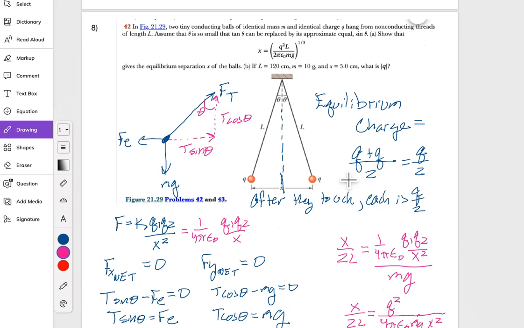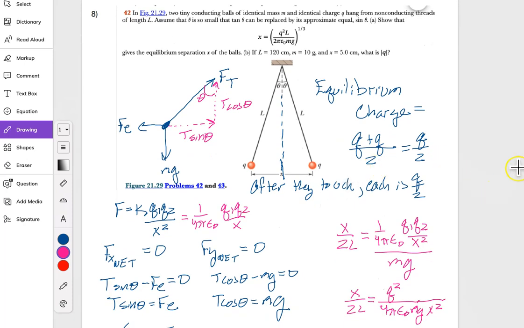This is question number 8. And for question number 8, they want us to show that the distance between these two particles after they touch together is going to be this equation. So after that, then they want us to find out what is the charge on each one. So we're going to start first by thinking about what is the charge on the two after they touch.